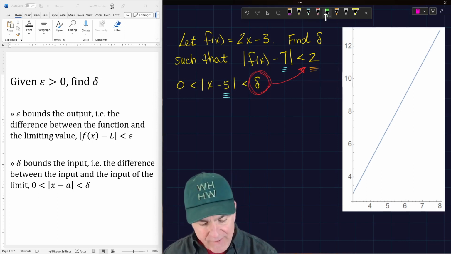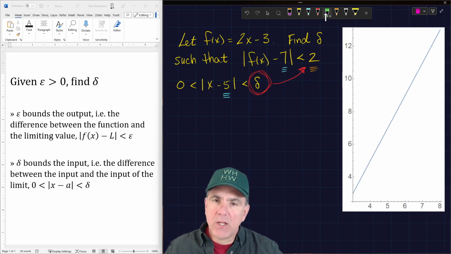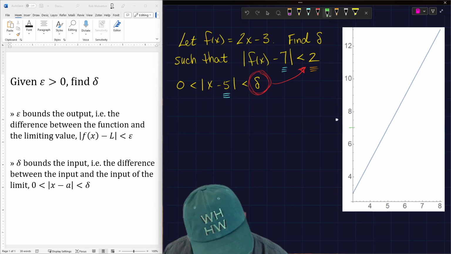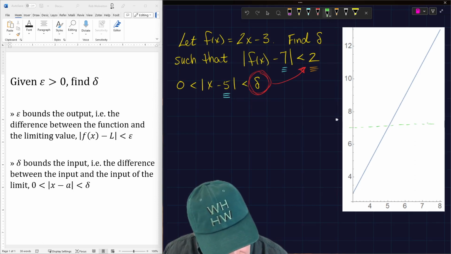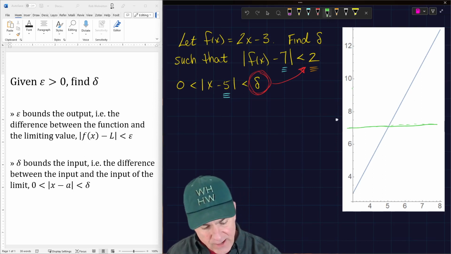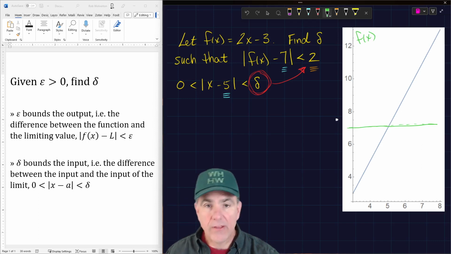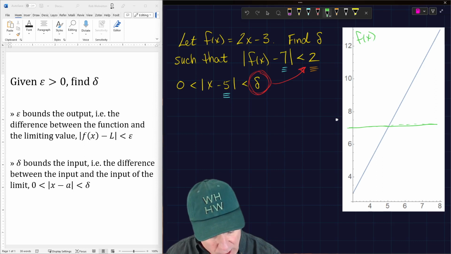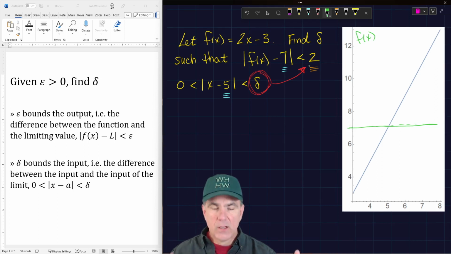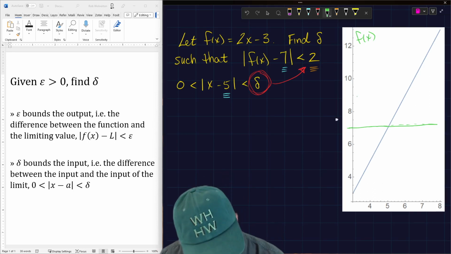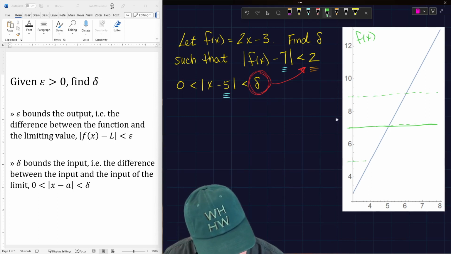So let's go over here to the graphic so that we can understand, just to help build the intuition as to what's going on. It's telling us that the value of the limit is here at 7. And remember, the function values are on the vertical axis. That's our standard notation. It tells us that we're going to bound ourselves so that the difference between the outputs and 7 is always less than 2. So we have plus 2 up here, and then minus 2 down here.